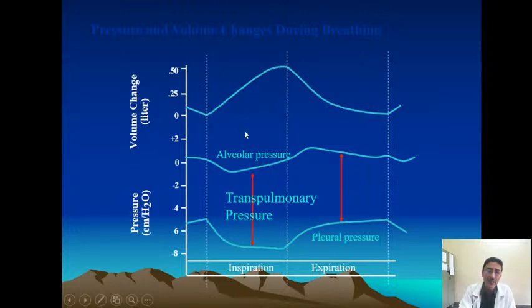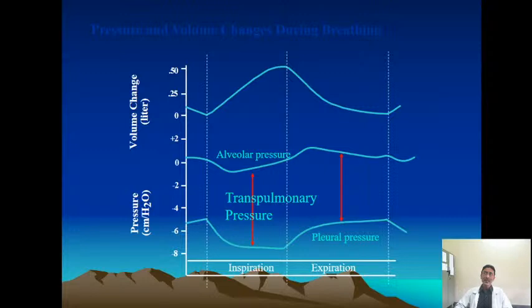Now you have to correlate the whole of these three graphs. Before we correlate, I will just explain what is happening here. We know that the lungs are enclosed in the pleural cavity, surrounded by the pleura, and present in the thoracic cage.